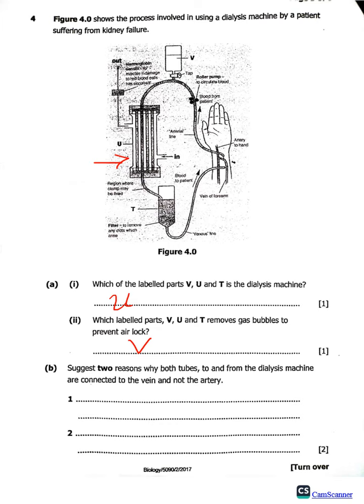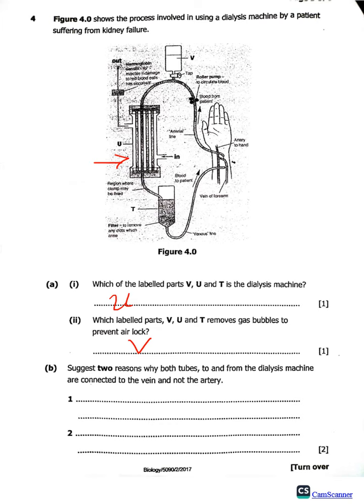Then suggest two reasons why both tubes to and from the dialysis machine are connected to the vein and not the artery. So whenever they are trying to connect this machine to a patient, it is always connected to a vein, and we are trying to find the reasons why it is connected to a vein instead of an artery. So number 1, veins carry blood at low pressure, and this helps the dialysis machine to remove all the unwanted material that you are trying to get rid of.